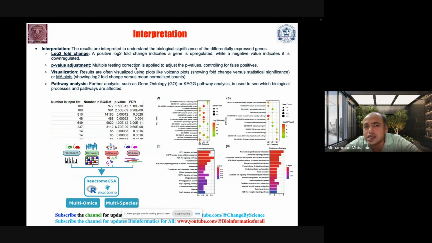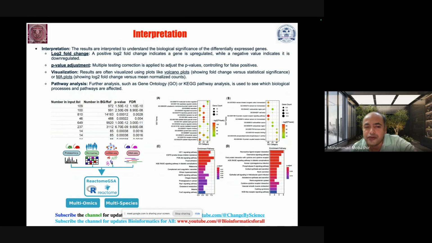For further analysis, gene ontology or KEGG pathway analysis is performed to see which biological processes or pathways are affected as a result of the respective differentially expressed genes. And if I am saying the p-values adjustment, for example, this is the raw p-values and this is the corrected p-values. There is quite a difference between raw p-values and corrected p-values.